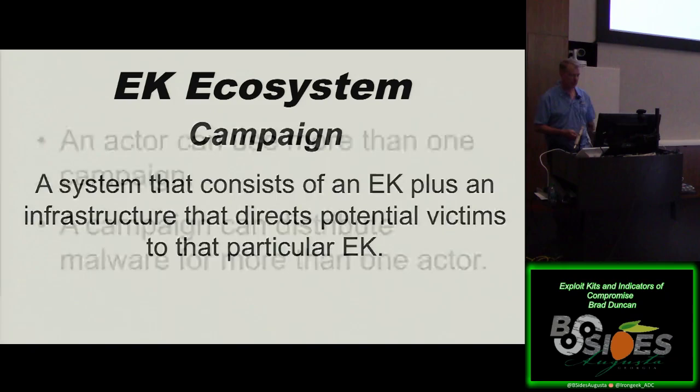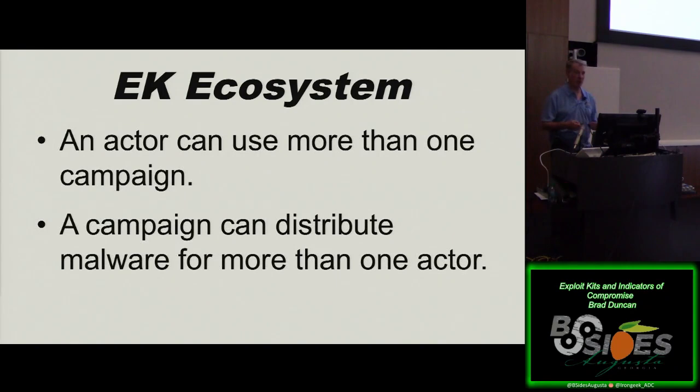So an actor can use more than one campaign to distribute their malware that they're trying to push out there on a massive scale. And I've seen instances where a campaign can distribute malware from more than one actor, where I've identified a particular campaign, and one hour it's sending one piece of malware, and then the next hour it's sending something completely different. So that indicates that there is another criminal organization that set up a campaign that's renting itself out to actors who are trying to distribute malware. So it can be a very complex sort of criminal market there if you're in the market to try and infect other people's computers.